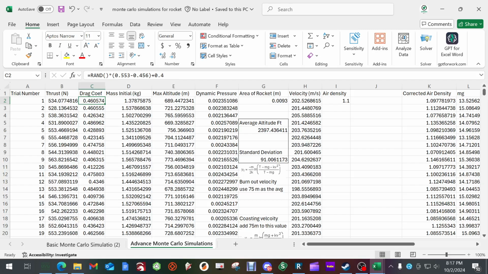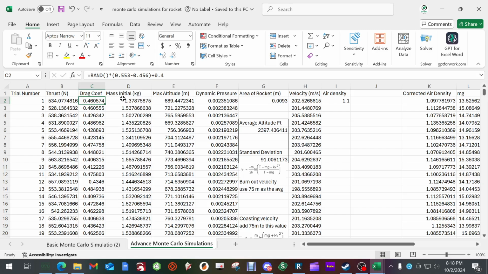Taking the random number, multiplying it between this value, and then adding 0.4 so that it's always above 0.4, if that makes sense. So let me say that again. Random number is being multiplied by 0.553 or something in between these two, and then you're adding 0.4 to it so that it's always above 0.4, but it's not going to be above 0.553, because if your highest random number is 1, then our highest value is 0.553 and our lowest is 0.456.